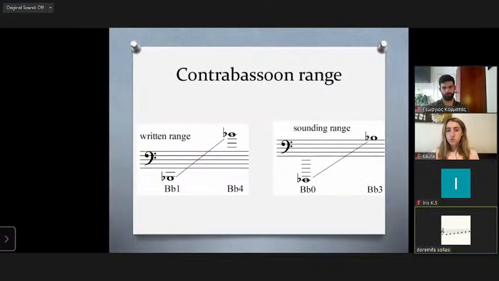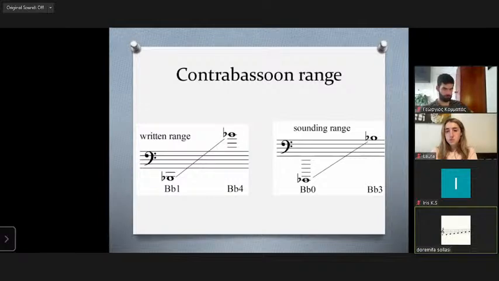Well, the range is the same as the one we studied in the bassoon. But remember that it sounds one octave lower. So the lowest note that sounds on a bassoon is this one. So that is B flat zero. If we look at the piano, it is the lowest B flat of the piano.